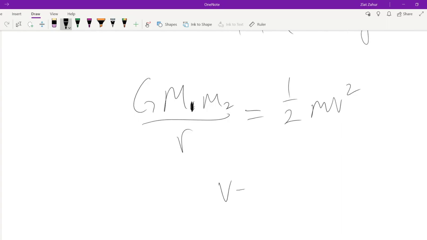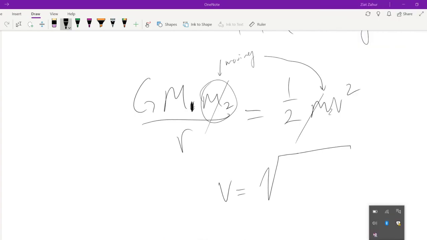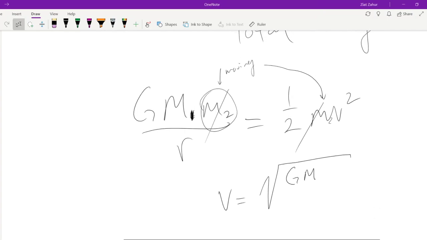Well, V is equal to the square root of, if I multiply by 2, get rid of the m's, this m and this m. Remember, this is the m that is moving, which is also this m. That's the one that's moving, whereas m1 is the stationary planet. G, m, we can call it m central, divided by how far away you are from the central mass. Times 2. We forgot this half here, so 2.